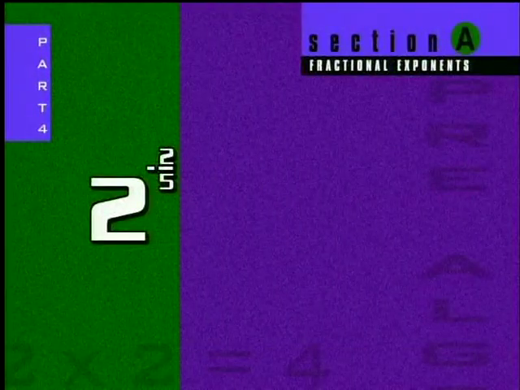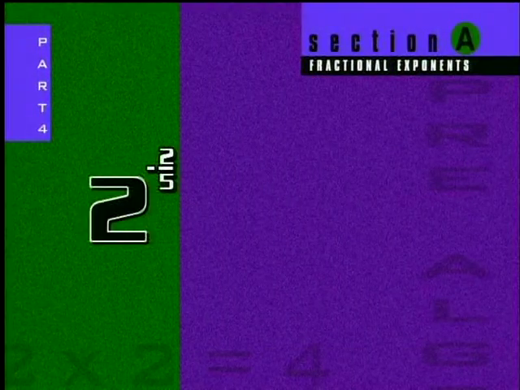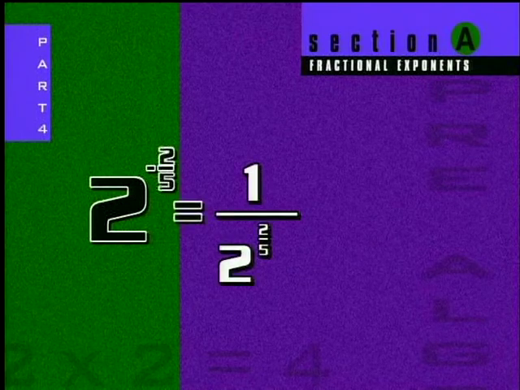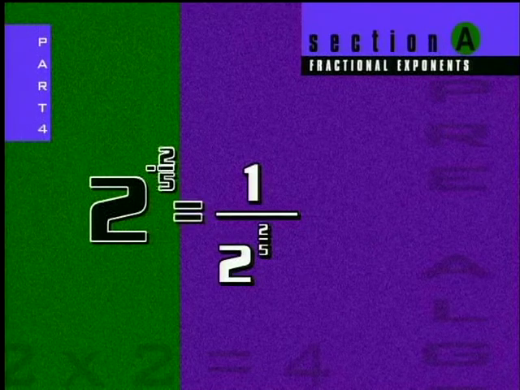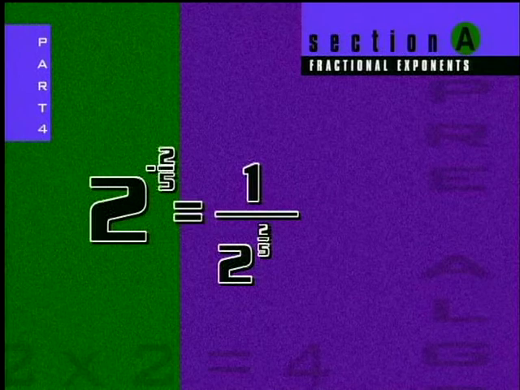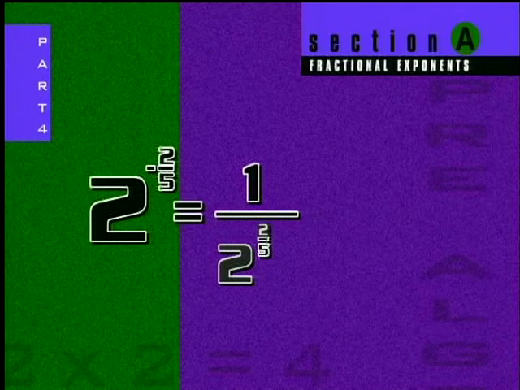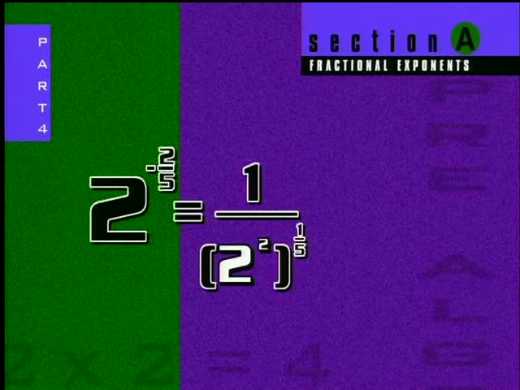Let's do one more example where our exponent doesn't have a nice, neat 1 in the numerator. Take a look at 2 to the negative 2/5 power. Our first step is to take the reciprocal because of the negative exponent. Then we get 1 over 2 to the positive 2/5 power. Next we use the numerator of the exponent, 2, and raise our base, 2, to the 2nd power.